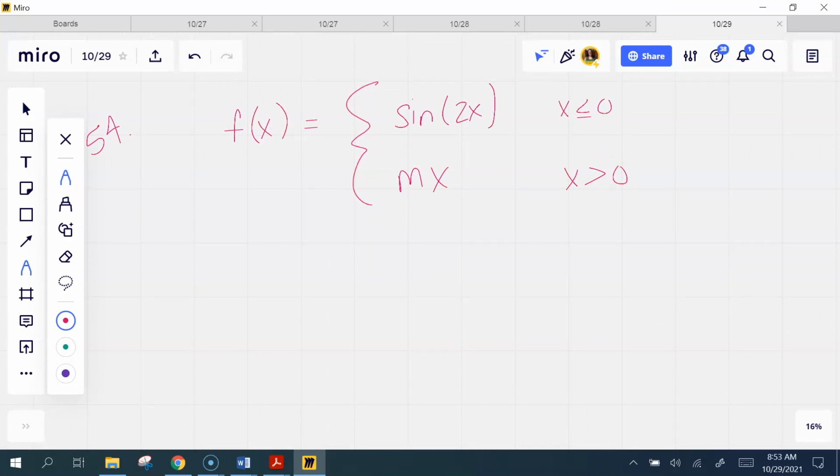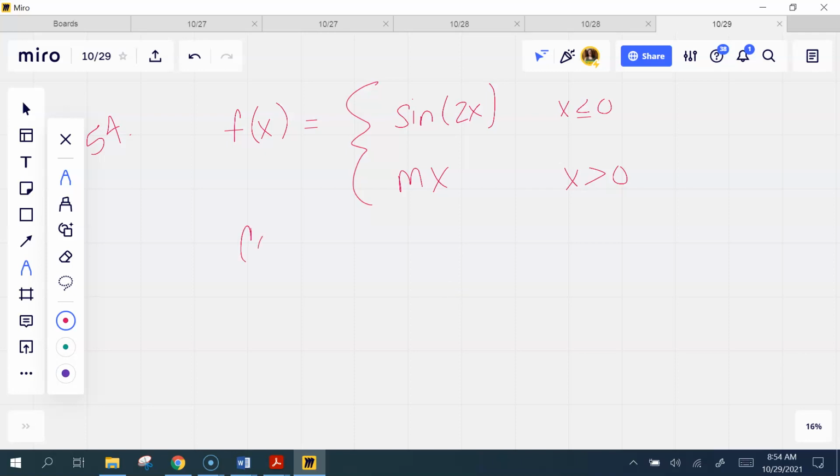Okay, so let's think about what we're trying to find. We're trying to find if the function is continuous at x equals 0. What makes a function continuous? You don't lift up your pencil, that's right, but let's be a little more calculus-y about it.